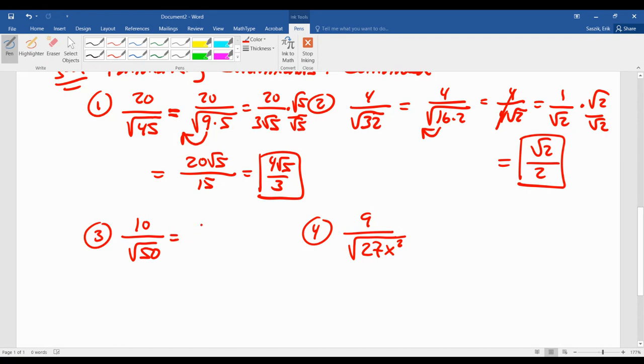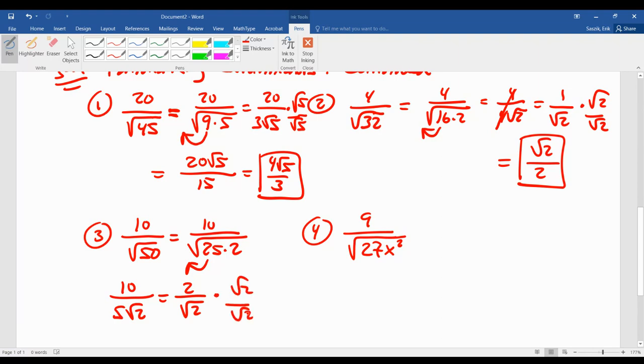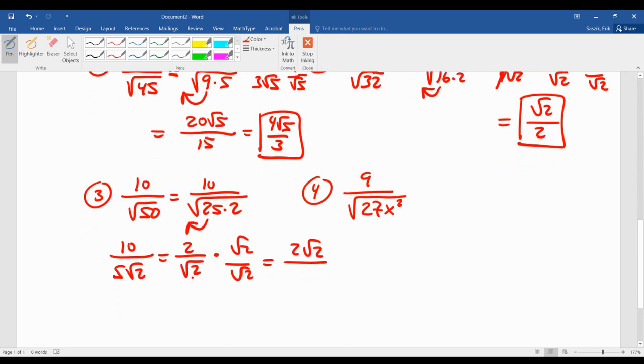Same thing here. Simplify the 50 to 25 times 2. That comes out as a 5. Remember, 10 over 5 becomes just 2 over root 2. Multiply by root 2 over root 2 to get rid of this, and you get 2 root 2 over. Remember, root 2 times root 2 is plain 2. Those things cancel. That is our answer.